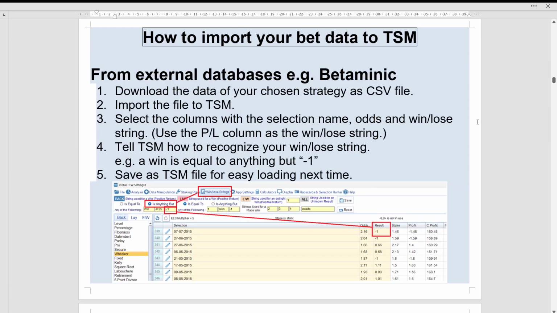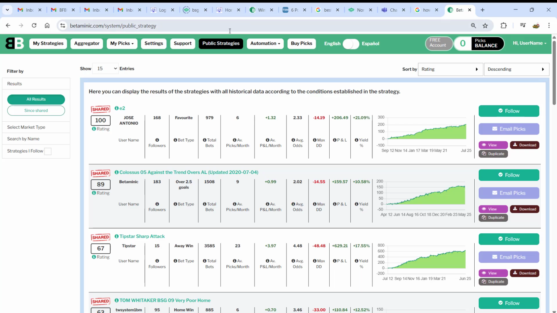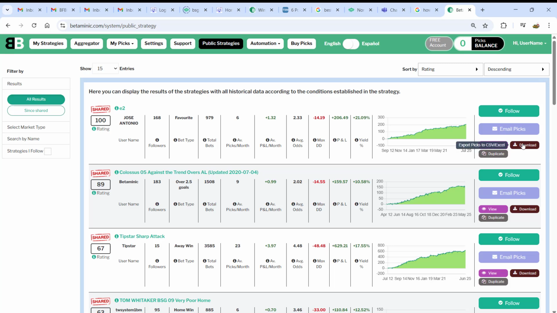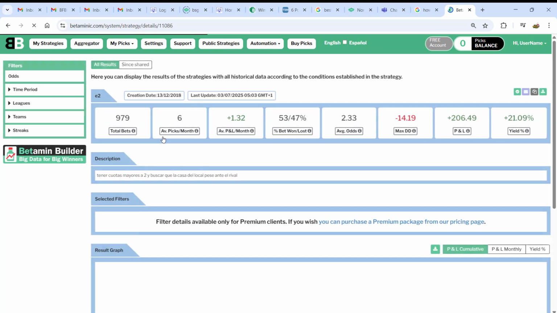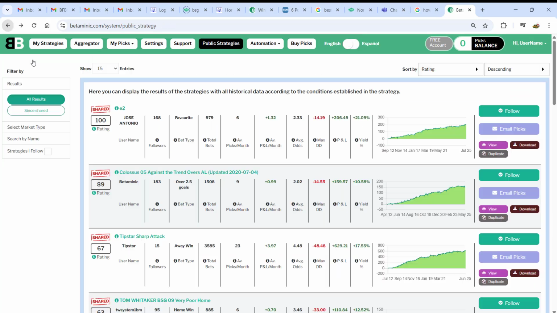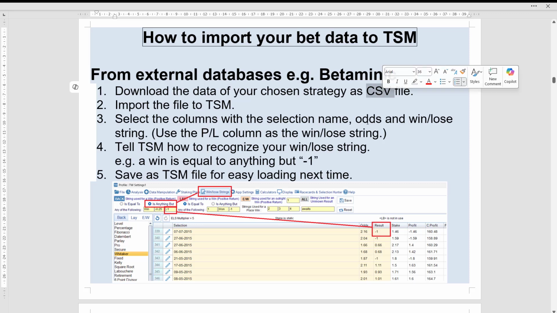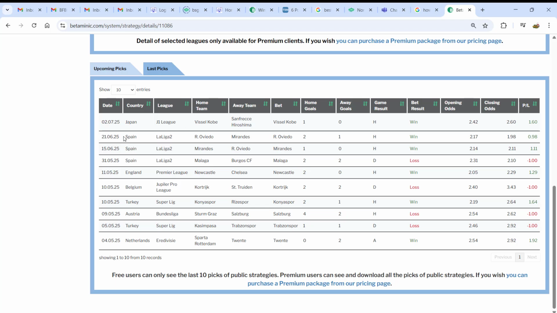Also, you can import data from external databases like Betaminic. So Betaminic has a lot of public strategies, and for the public strategies, you can just click download, and you can download all of this strategy's past data. So this one has 979 bets, this has 1,500 bets, this has 3,585 bets, and we can download all those if we want. Once we have it downloaded as a CSV file, then we just import that file direct to TSM. And one thing to note with the data we're going to get from Betaminic is that this also has a win-loss column as well, which makes it very easy to import.